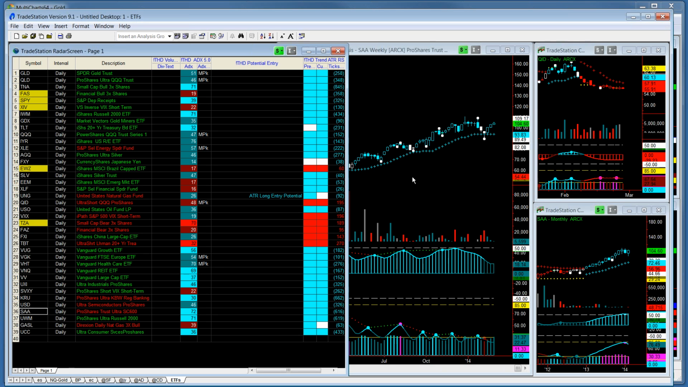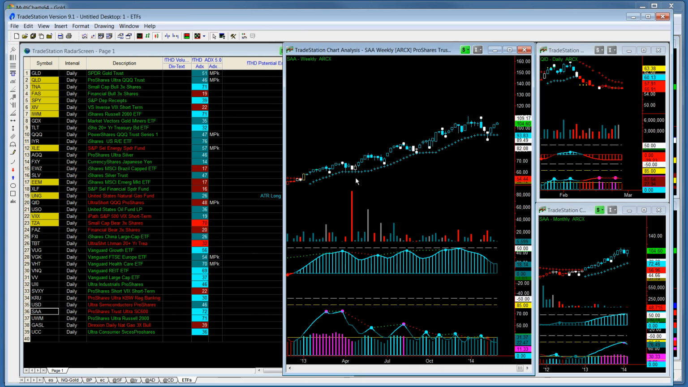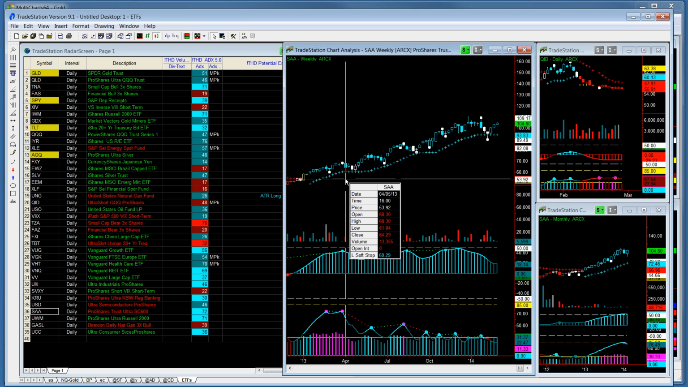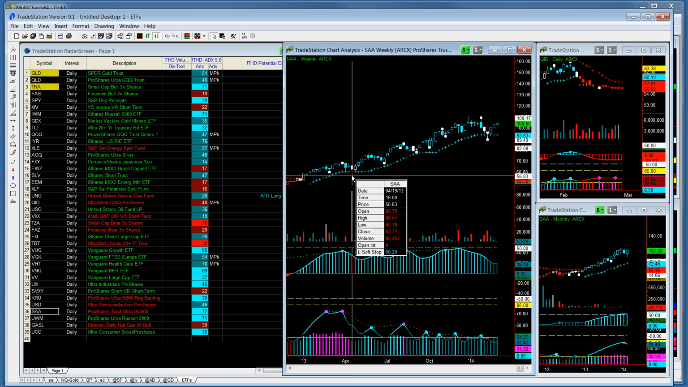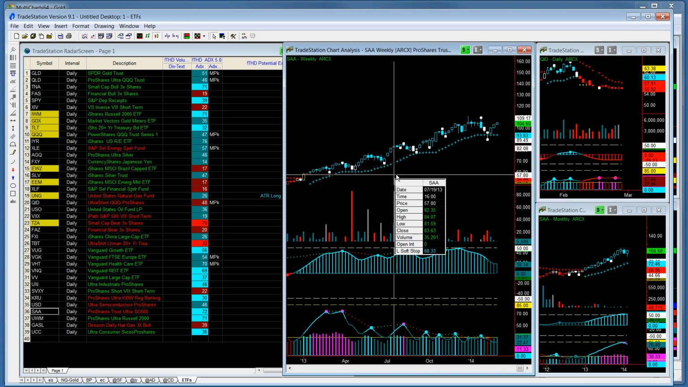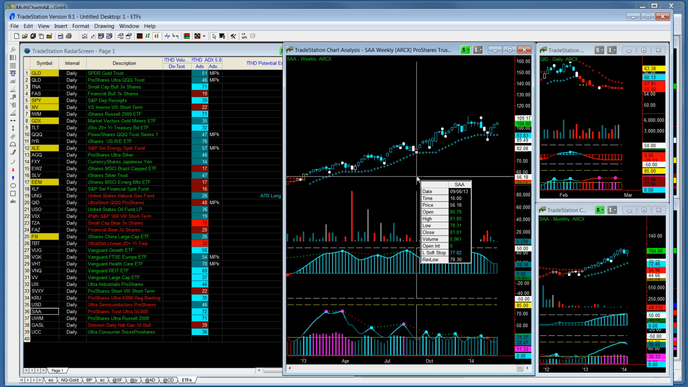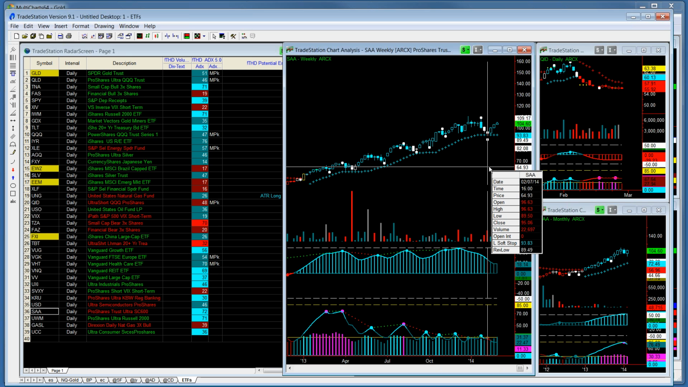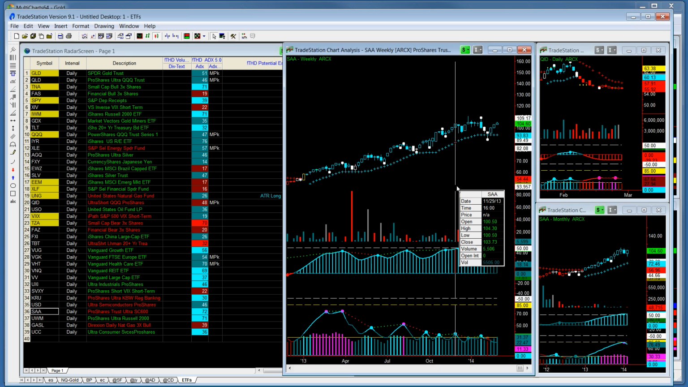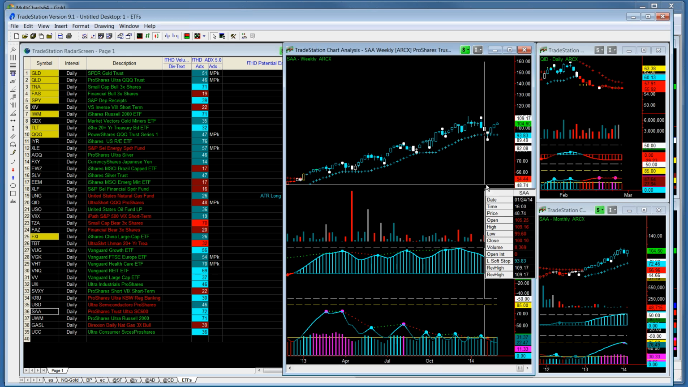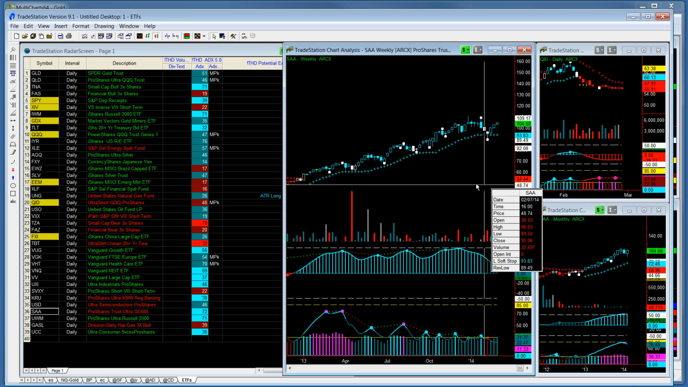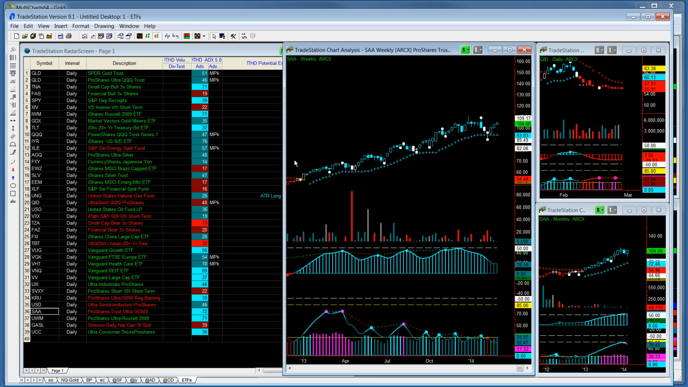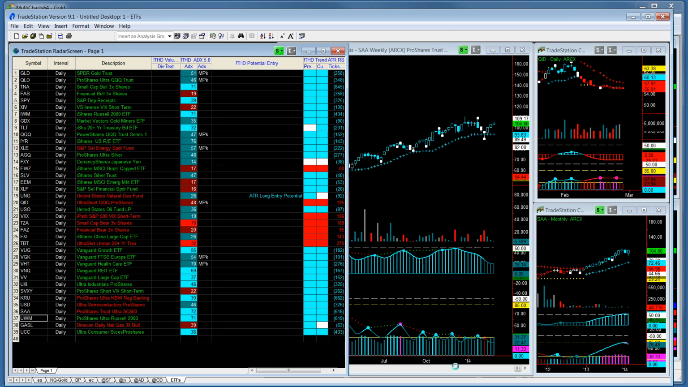SAA. Let's see. There's no divergence. There is, but that's a hard divergence for y'all to pick up, and I know that. There is divergence here. You have not had divergence. Yeah, that's a lower low. You have had divergence between this low and this low, and that was on the way back to the ATR.